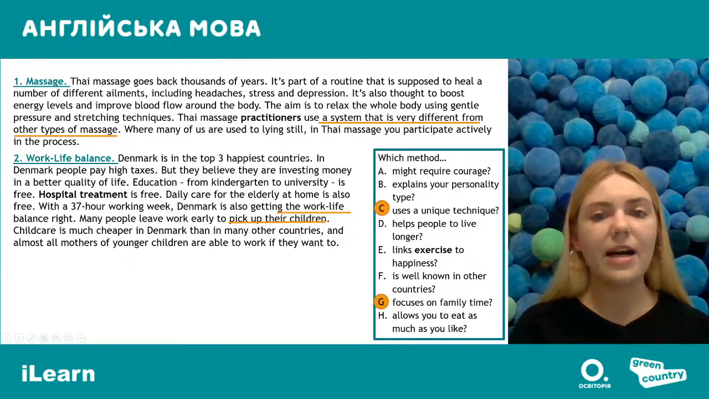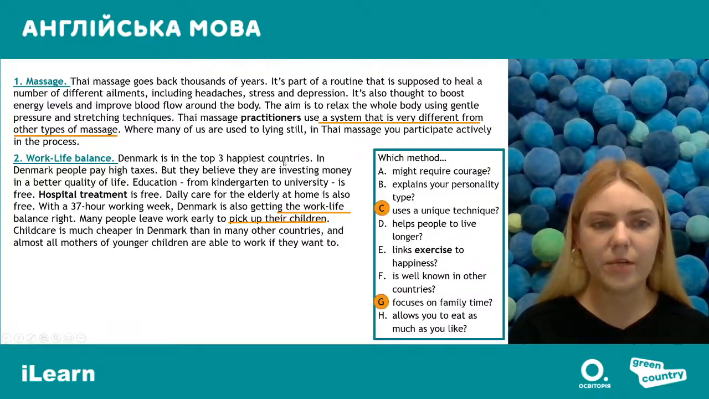Yes, we have the word country in the text, yes, but we don't have any information about other countries. So it's only about Denmark.